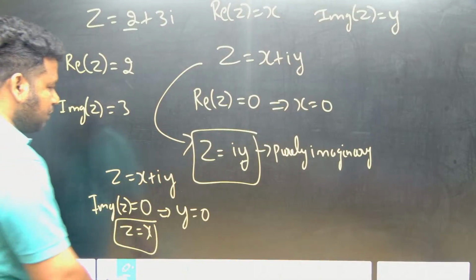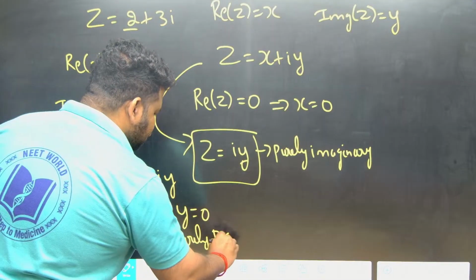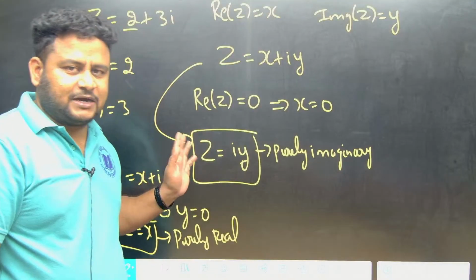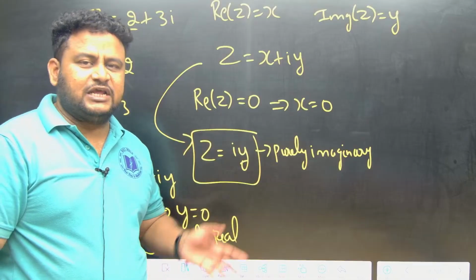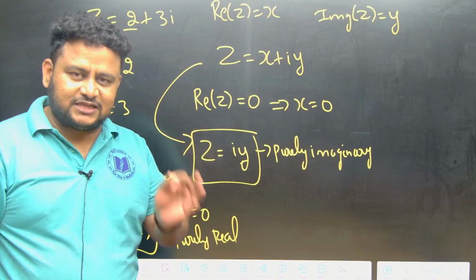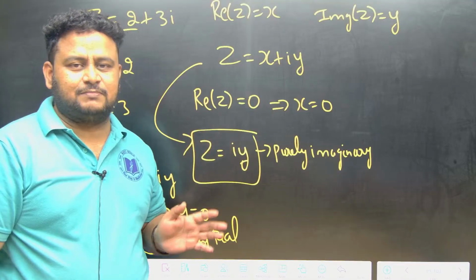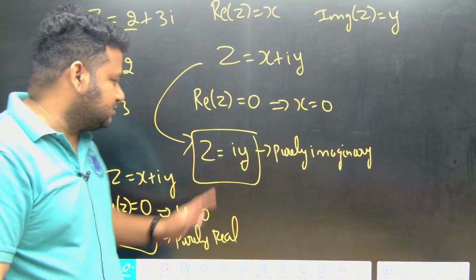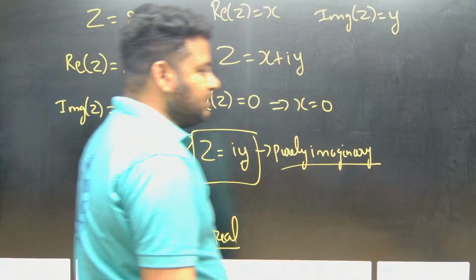This complex number is called purely real. Purely real means there is no imaginary part. Purely imaginary means there is no real part. Why I am telling this is, suppose in a question there is a purely imaginary complex number, at that time you should know the concept: purely imaginary means there is no real part. Suppose there is a line passing through a purely real complex number, you should know there is no imaginary part. That is why this concept is important. Purely real and purely imaginary.